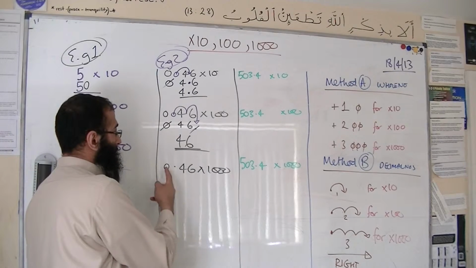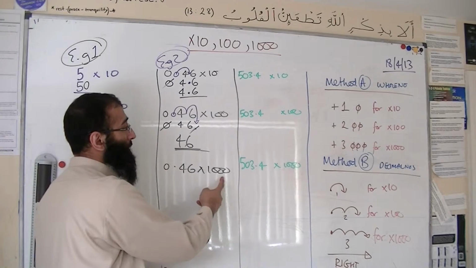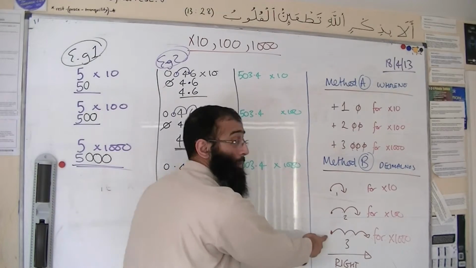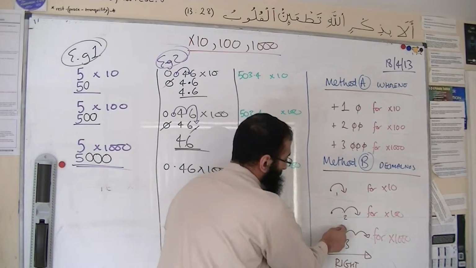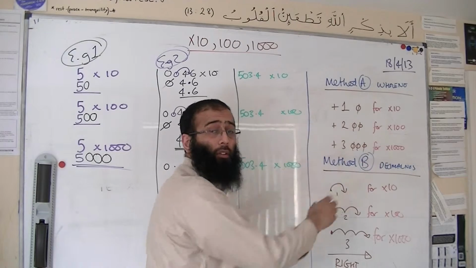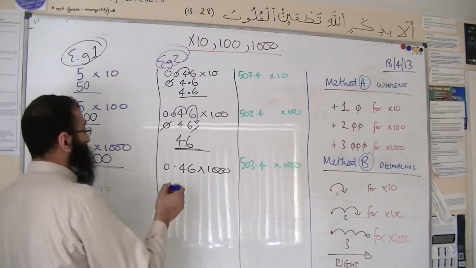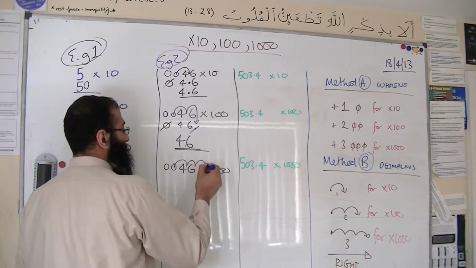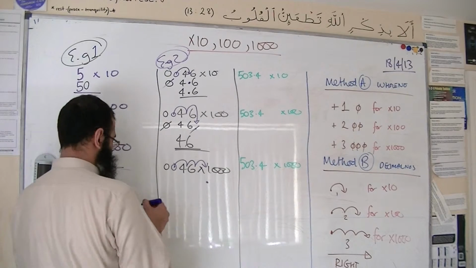The next one, 0.46 times by 1000. When we multiply a whole number by 1000, we move 1, 2, 3 places to the right. Okay, so let's grab the decimal point. 1, 2, 3. Drop it down.